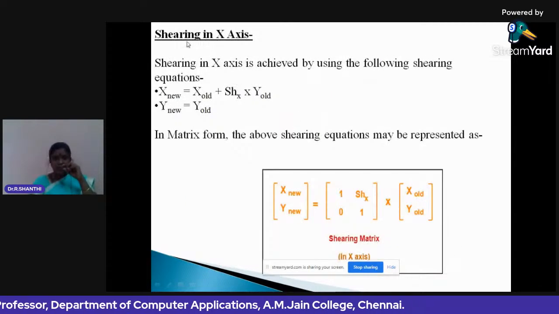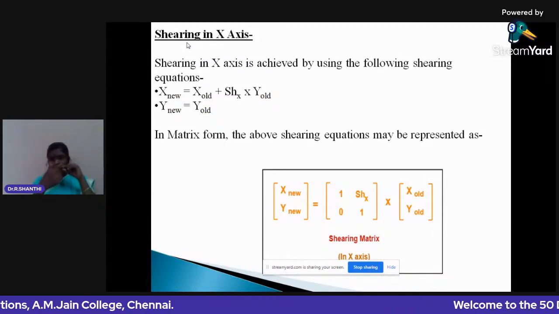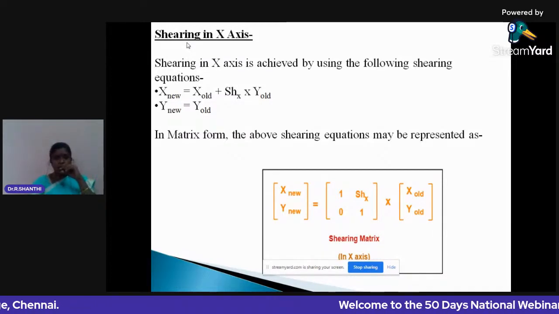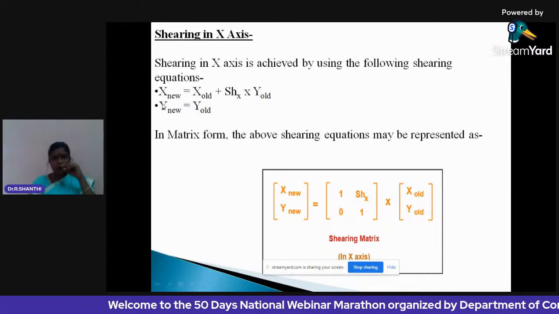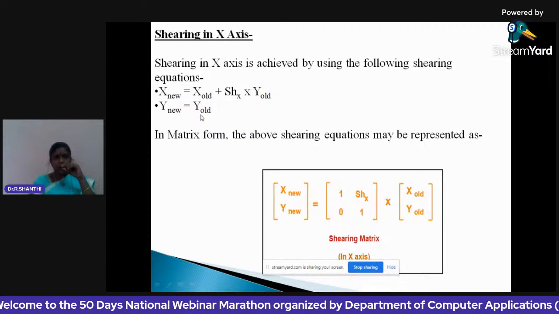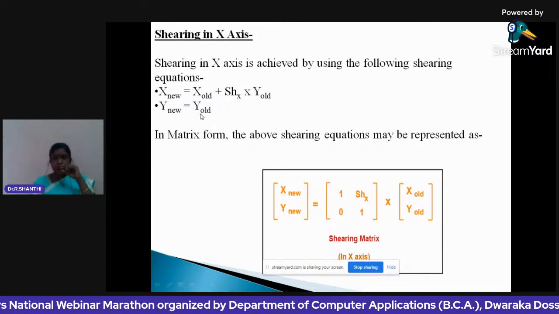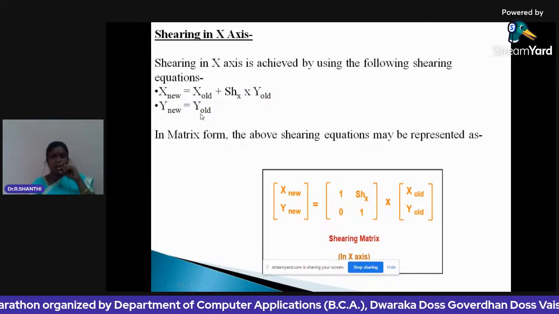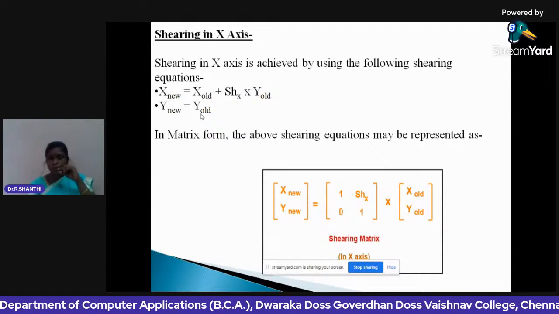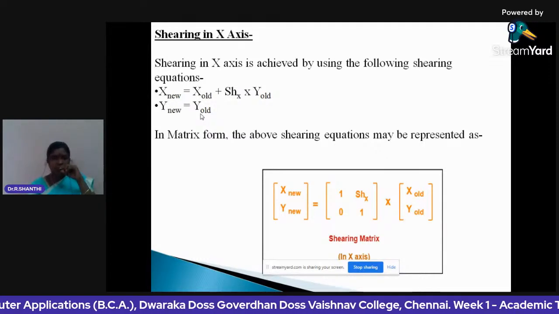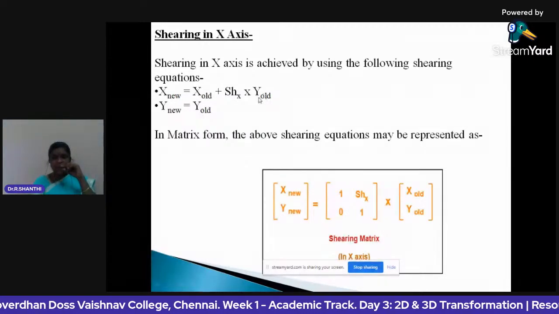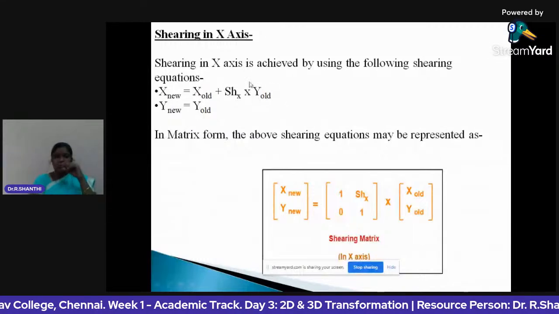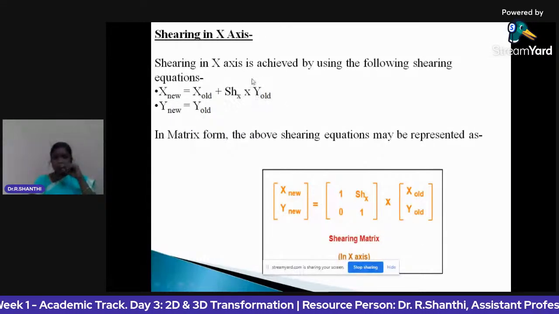Okay, in x-axis, suppose I shear an object, what are the conditions? The originality of the object will be disturbed so that it looks like a different object. So what are the equations? How are we going to find the x new value for x-axis? You are not going to disturb the y, so y will retain the previous value. In the x-axis, you are going to add the value only in the x-axis. That is, x new is equal to x old plus shearing factor into y old. That is the thing you have to remember. You are multiplying with the y old.